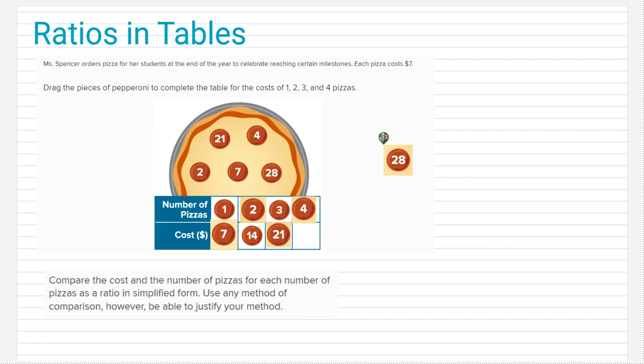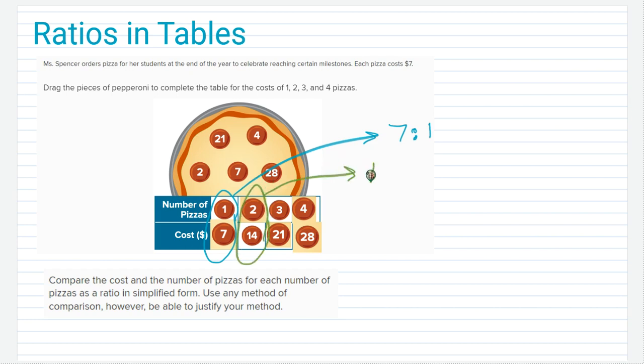So we're going to compare the cost and the number of pizzas for each number of pizzas as a ratio in simplest form. What we mean by that is if we take a look at this one here, we're going to compare the cost and the number of pizzas, so we're going to write a ratio in that order. For this, it's 7 to 1, $7 for each single pizza. If I take a look at the next ratio, if I write the cost first, that's 14 to 2. But if I divide 14 and 2 by 2, I get a simplified ratio of 7 to 1.